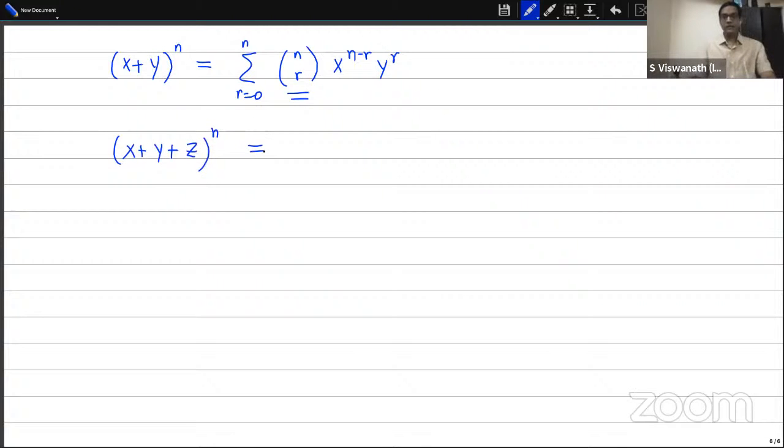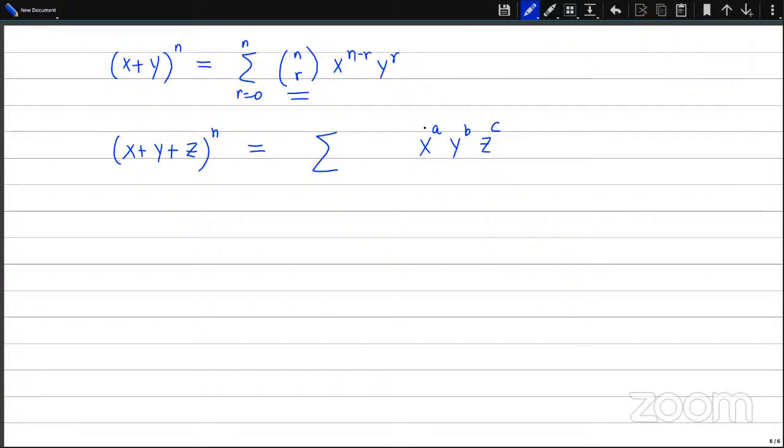if I had 3 variables, x, y, and z, and I raise the whole thing to the n, in general what will the powers look like? It's some power of x, some power of y, some power of z. It's going to expand out like that. But what do you know about these 3 powers? Any relation amongst them? The sum is n. The sum is always n.